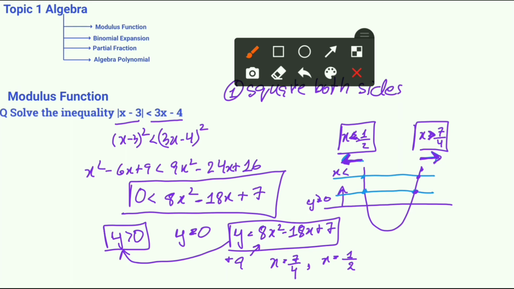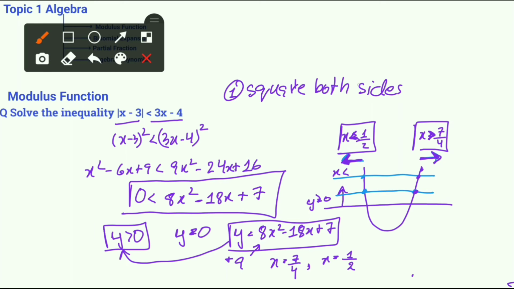And now the last thing that we need to do is to find out which one of these two inequalities is correct and which one is wrong. In order to check it, we're going to use dummy values. We're going to take some values which are in the range. So let me just write down the equation first. We have |x minus 3| less than 3x minus 4.